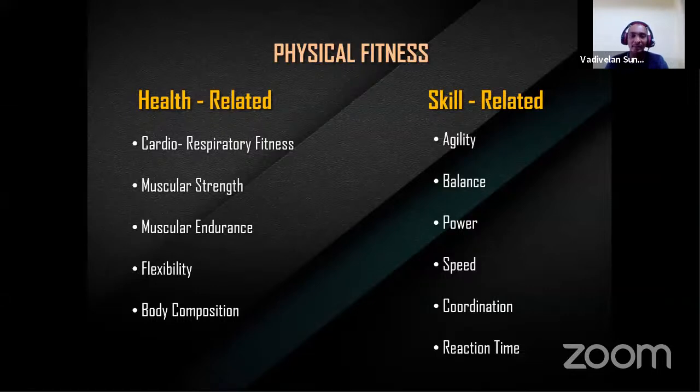Then coming to muscle strength. Muscle strength means the maximum force that can be produced by the muscle in a single contraction. So how much can you lift in a single contraction? For example, if you do a biceps curl, how much weight are you going to lift? Whether you handle 5 kg, 10 kg or 7.5 kg, the weight you lift is basically your muscle strength.